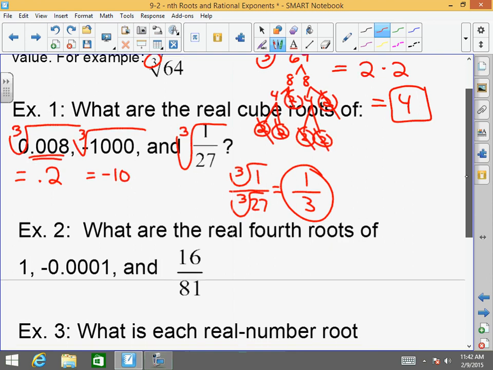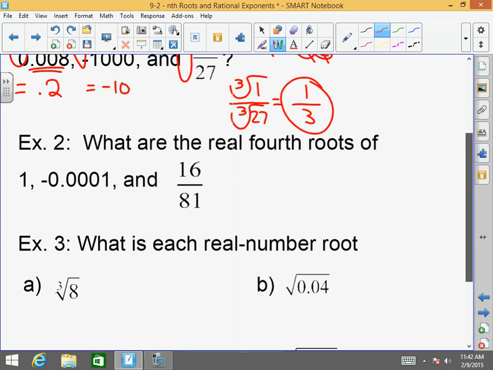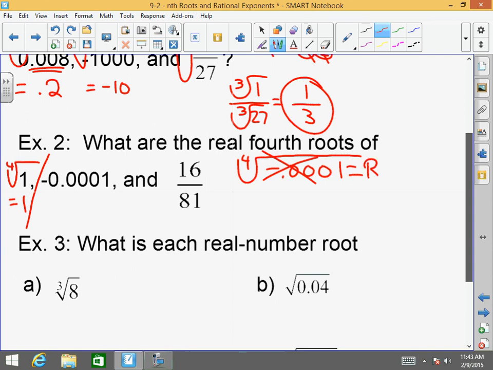For example 2, what are the real 4th roots of the given examples? Well, the 4th root, now we're asking what number times itself 4 times gives me the radicand. The 4th root of 1 is simply 1. What's the 4th root of negative 0.0001? A lot of you will be tempted to say negative 0.1, but no. There are no real roots. None. Sorry. No real roots here.